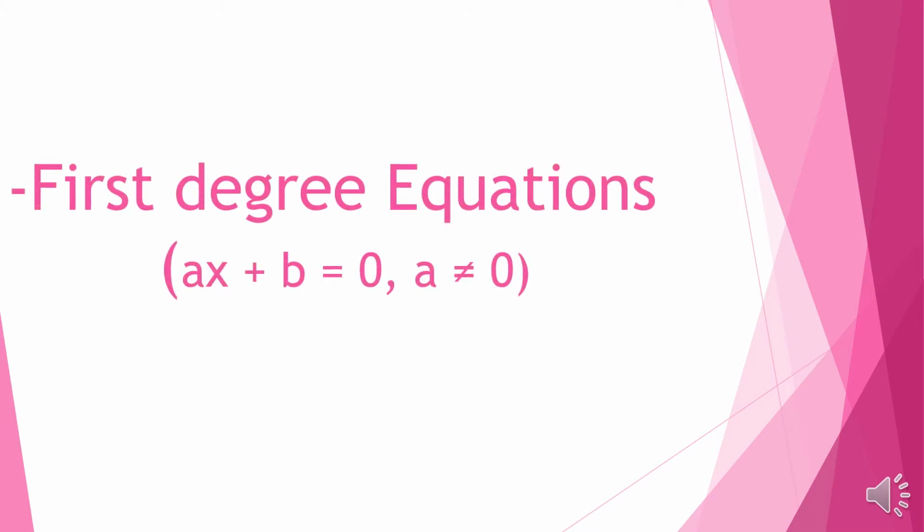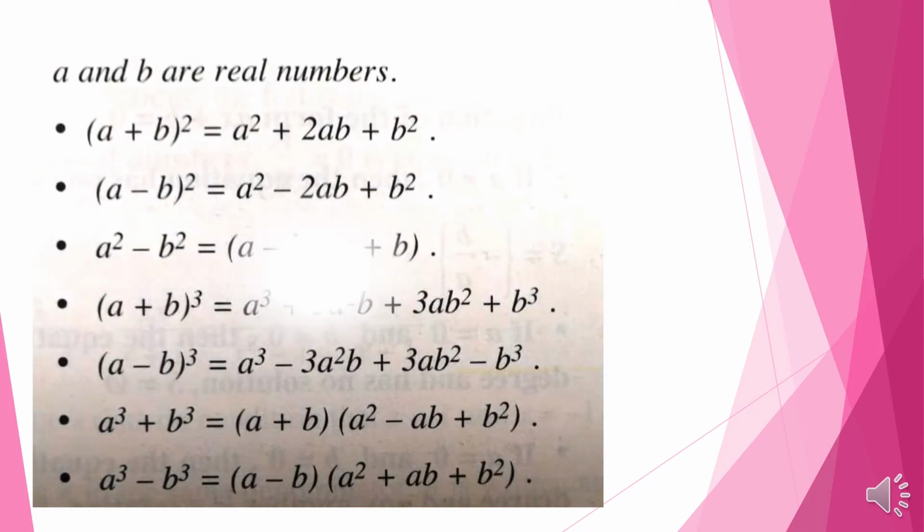First degree equations, which take the form ax plus b equals 0 under the condition a does not equal 0. First, we start with a reminder.